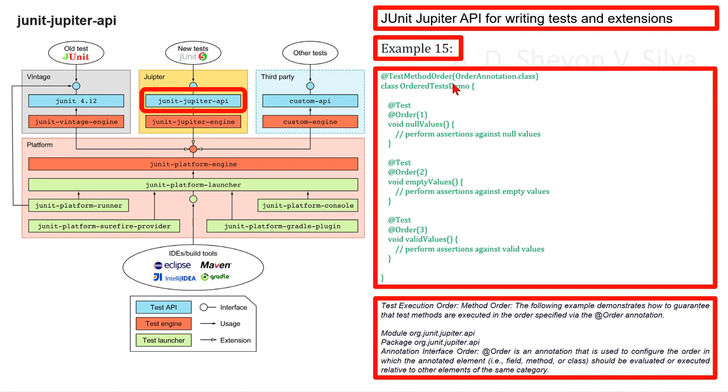The following example demonstrates how to guarantee that test methods are executed in the order specified via the @Order annotation. Perform assertions against null values. Perform assertions against empty values. Perform assertions against valid values.